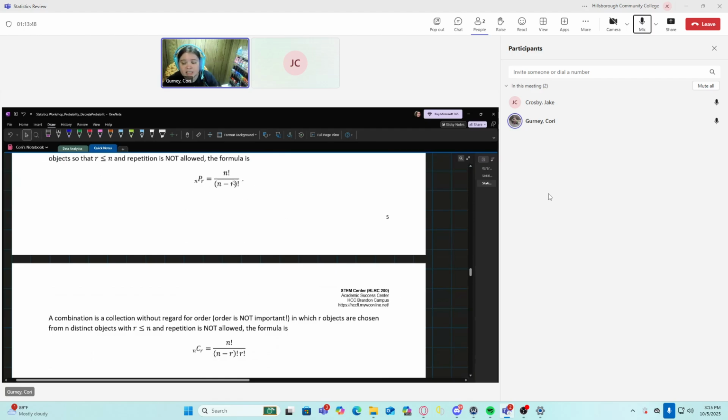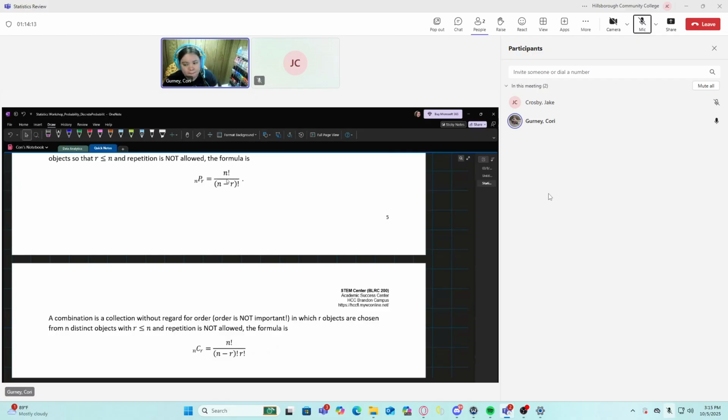Permutations have a specified order. Order matters. You're choosing this, then you're choosing this, then you're choosing that, so you're choosing 1, 2, and 3. With combinations, order does not matter, which is why there's another r on the bottom. You can choose it in any order. But with permutations, you're choosing it in a specified order.